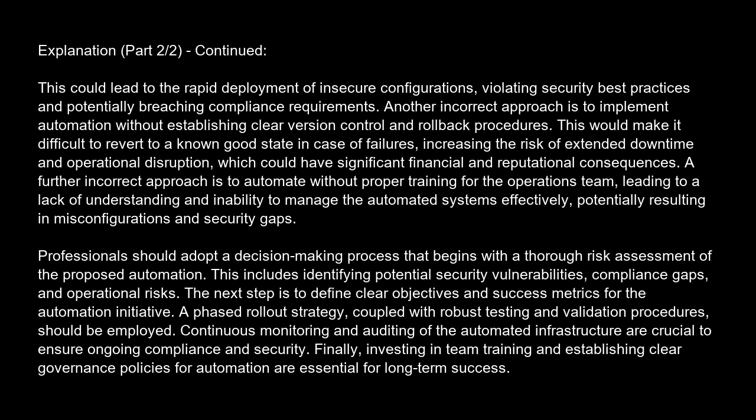Professionals should adopt a decision-making process that begins with a thorough risk assessment of the proposed automation. This includes identifying potential security vulnerabilities, compliance gaps, and operational risks. The next step is to define clear objectives and success metrics for the automation initiative. A phased rollout strategy, coupled with robust testing and validation procedures, should be employed. Continuous monitoring and auditing of the automated infrastructure are crucial to ensure ongoing compliance and security. Finally, investing in team training and establishing clear governance policies for automation are essential for long-term success.